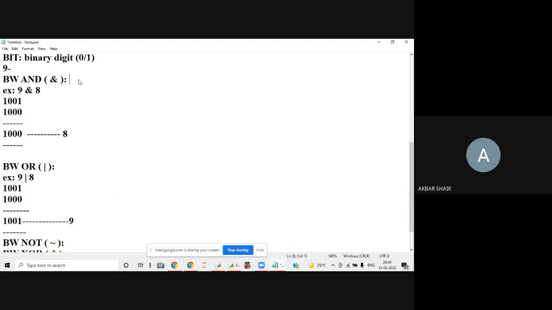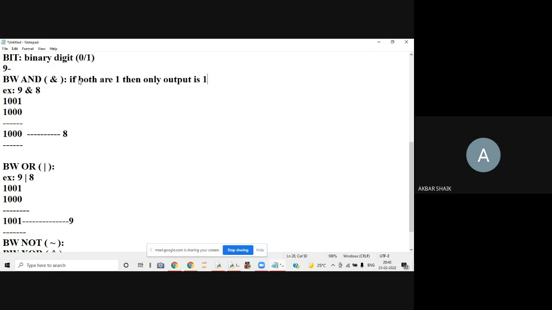Bitwise AND means if both are 1, then only the output is 1.